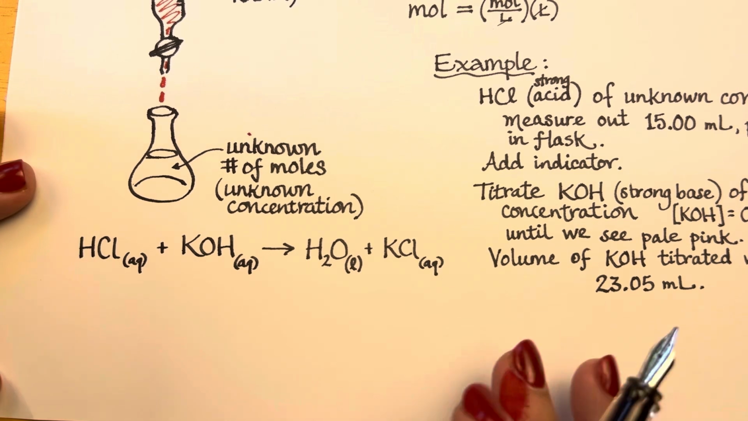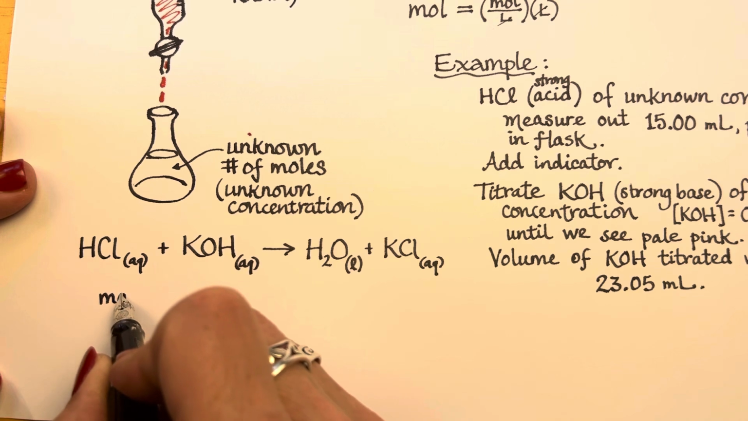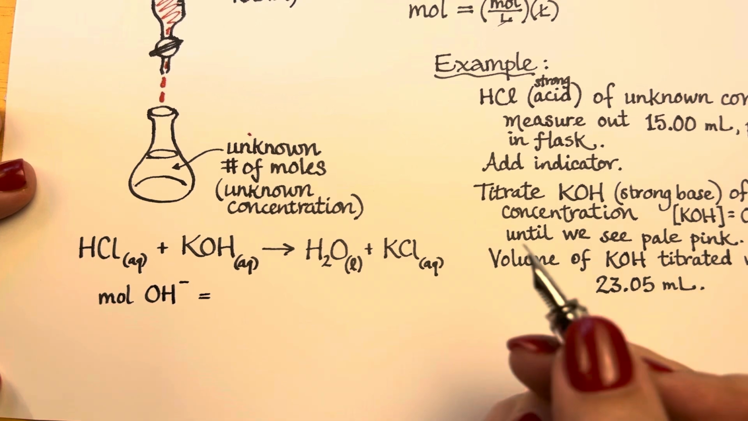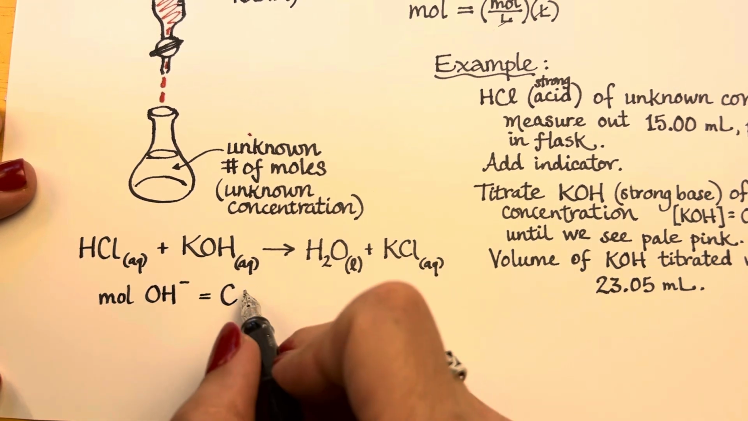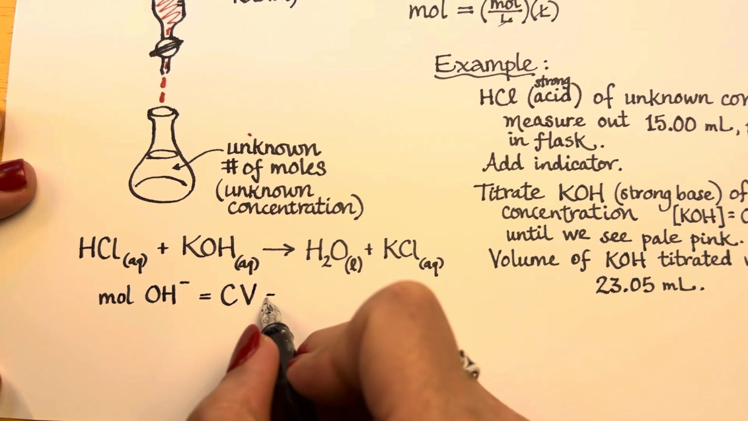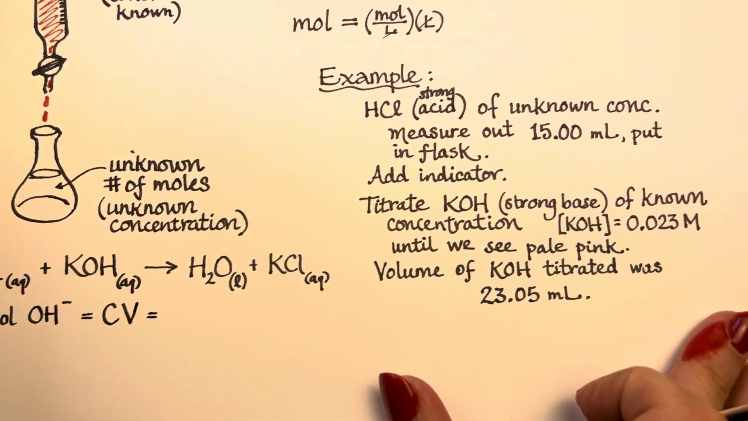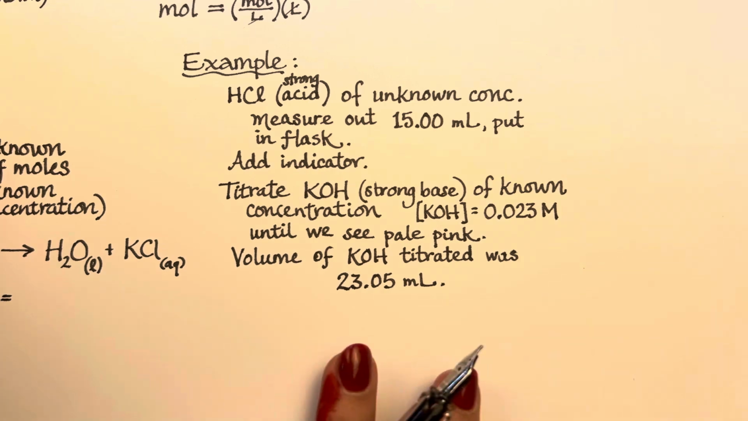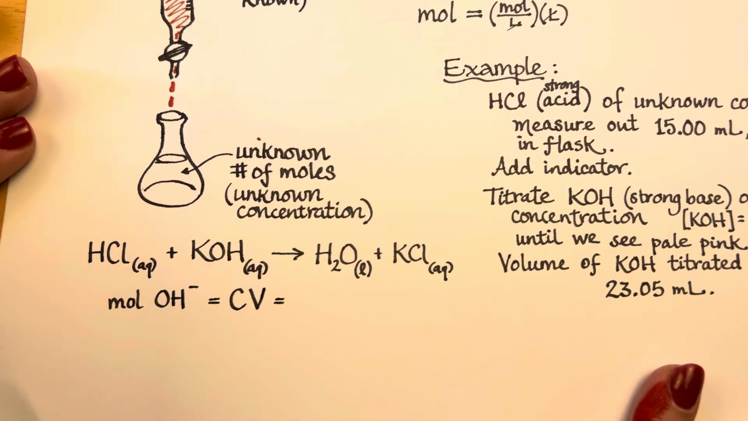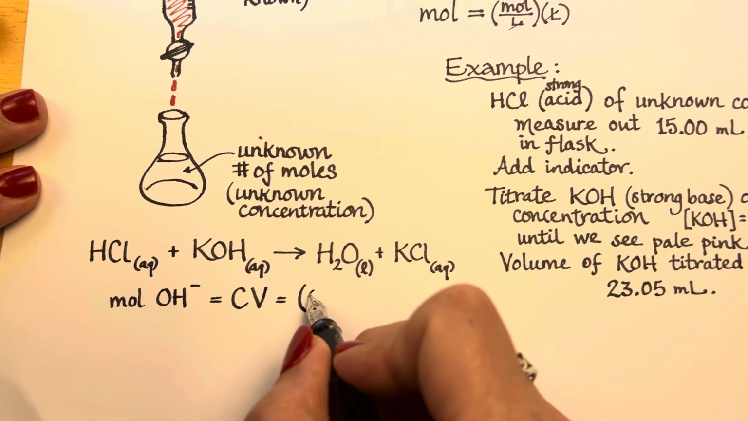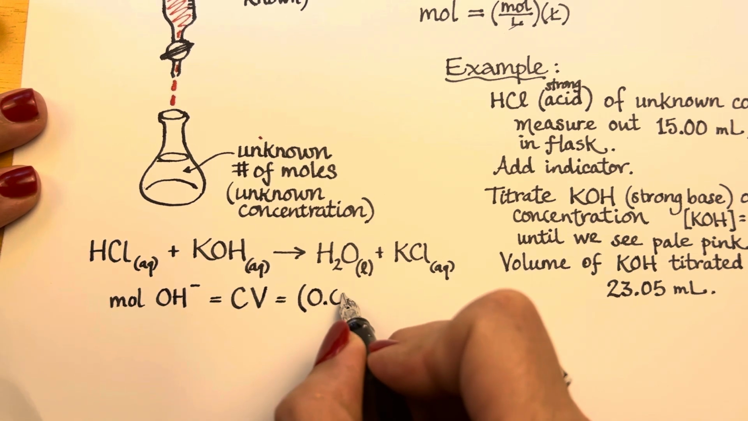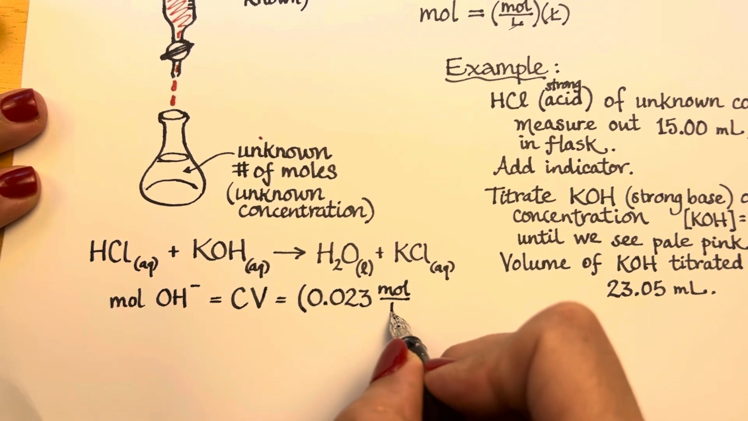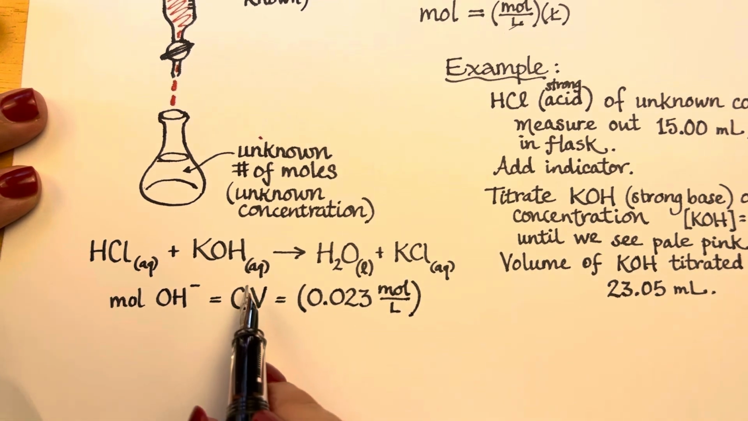And we do know the moles of hydroxide can be determined by multiplying the concentration times the volume. Okay, what's our concentration? Well, we were given that 0.023 molar, which is moles per liter. So I like to write this out as moles per liter. 0.023 moles per liter. And we'll multiply that by the volume.